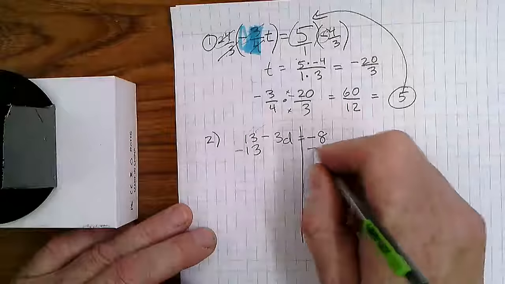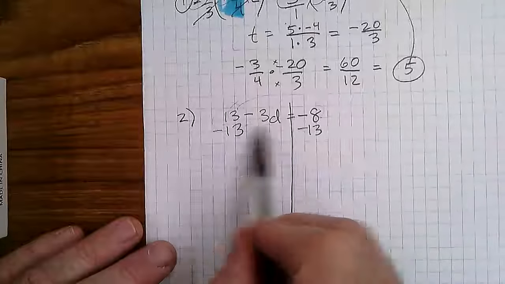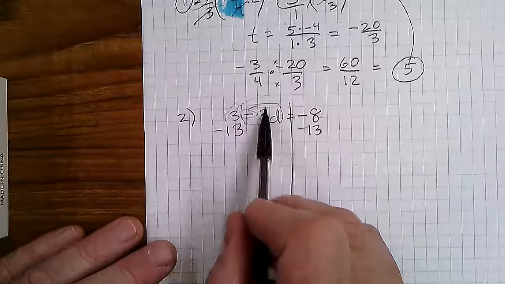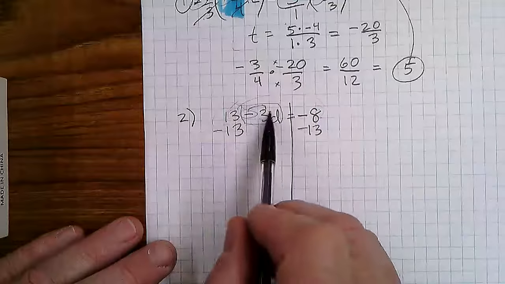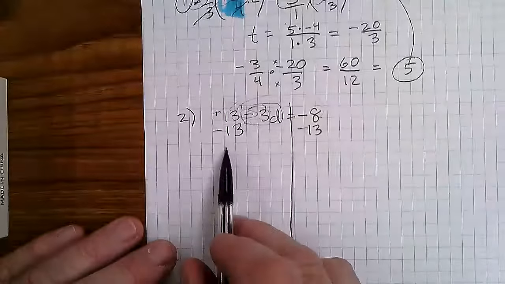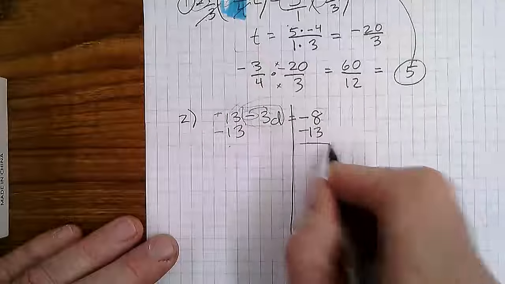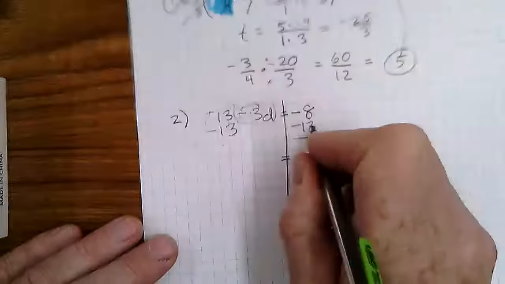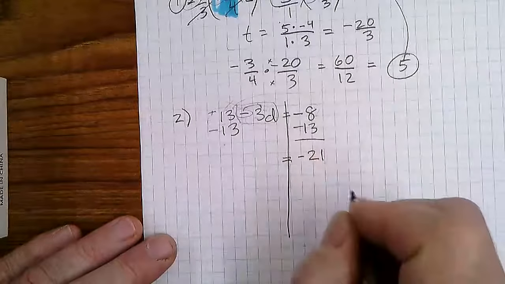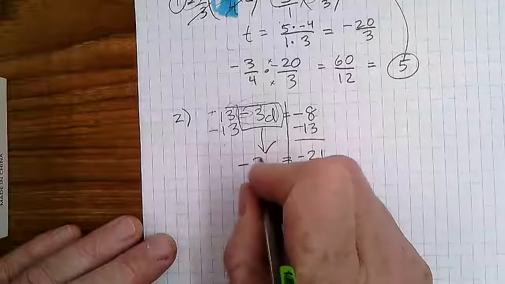Minus 13, minus 13. And the reason I'm subtracting 13 is because it's being added to -3D. This is -3D. This sign goes with this. It doesn't go with the 13. So I've got 13 and it's positive because there's no sign in front of it. So I'm going to subtract 13 from here, and then I've got to do the same thing over here. I'm going to subtract 13 over here. So if I subtract 13 over there, I get -21. And then you take this whole term here and you just move it down. So I've got -3D.